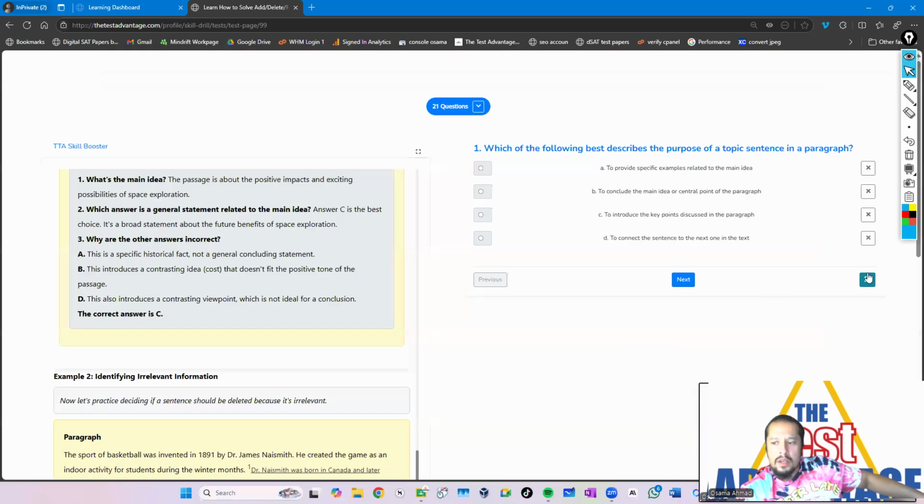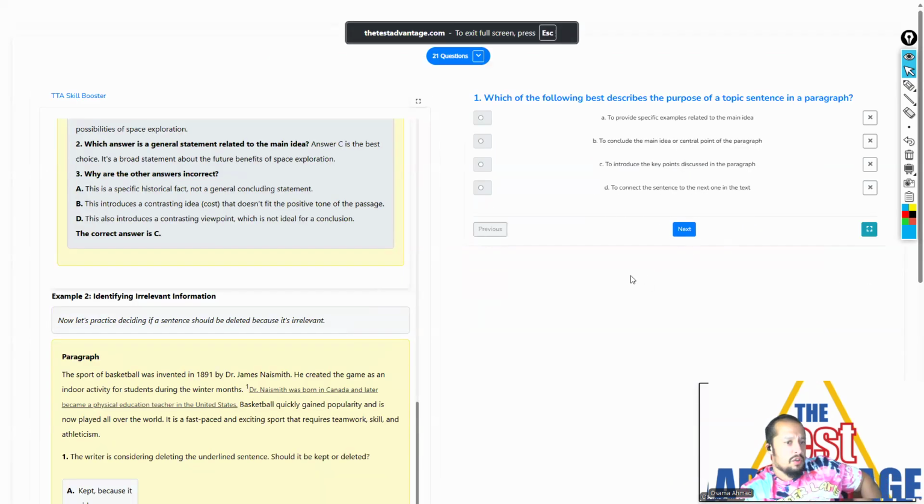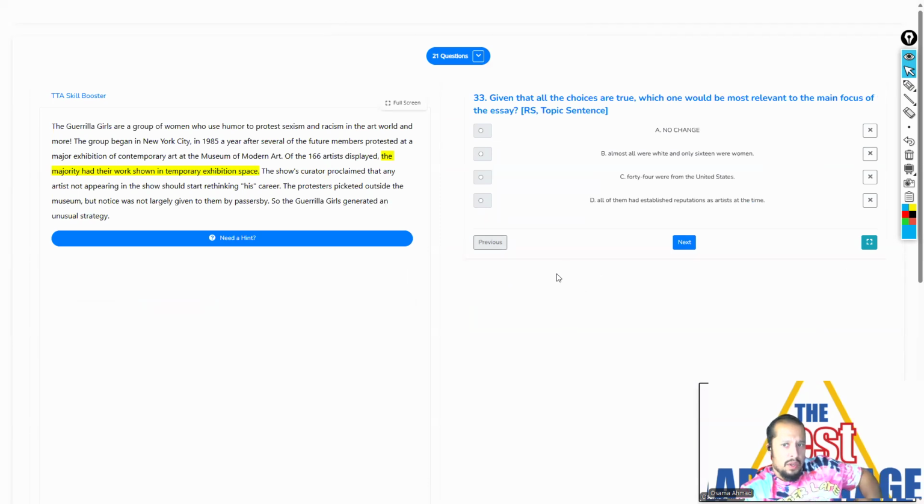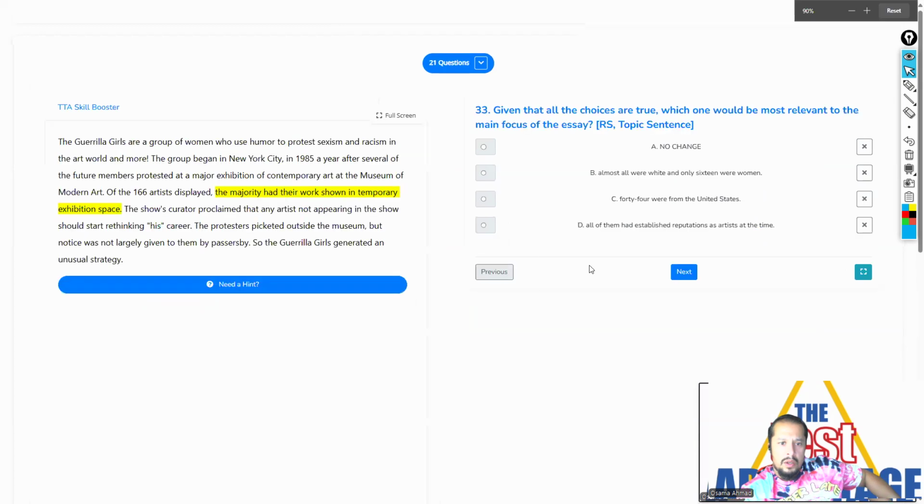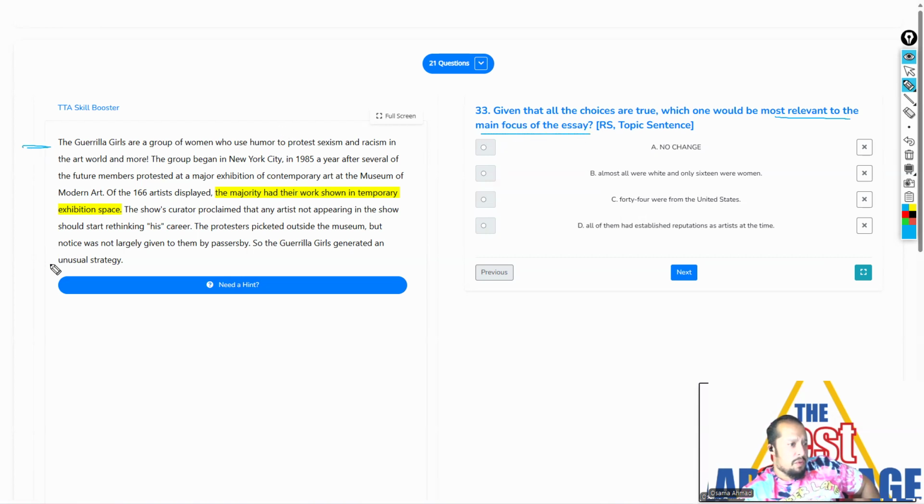So in theory, it's quite easy. Hopefully in practice too, it'll also be. It's a type of topic sentence. It asks us about the focus of the question, right? So here it asks, given all choices are true, which one would be most relevant to the main focus of the essay? Be smart. What did we say? Read the paragraph.